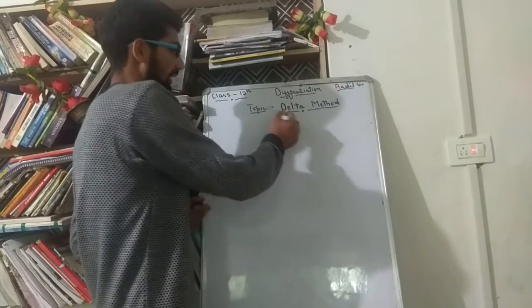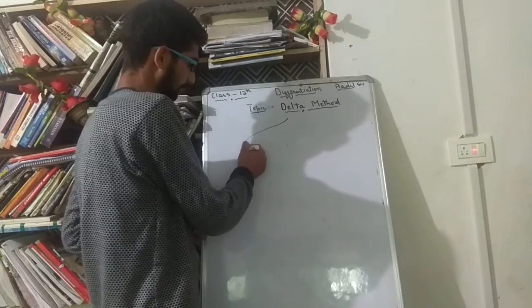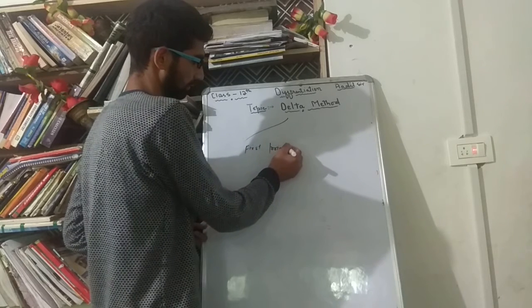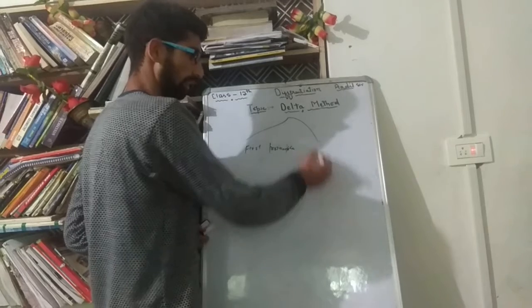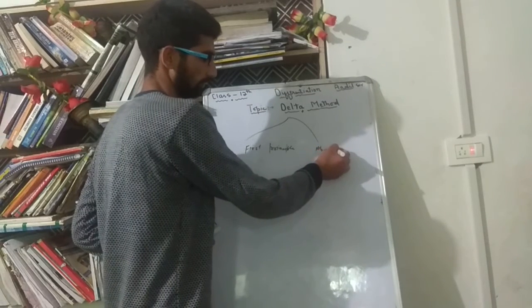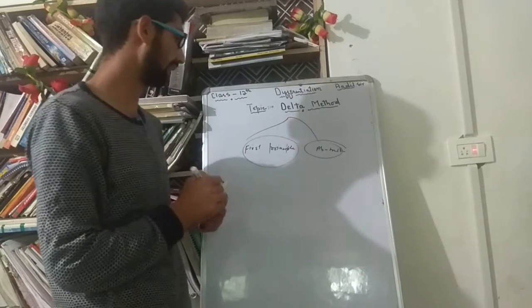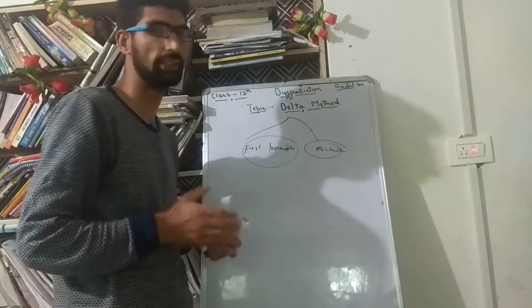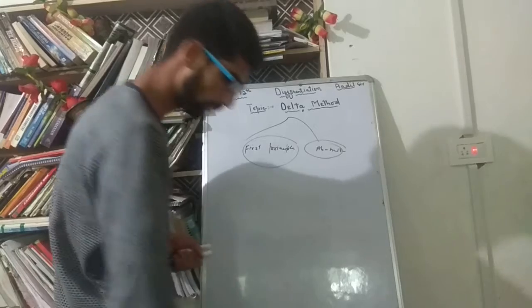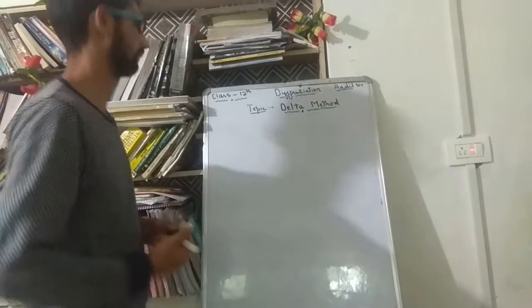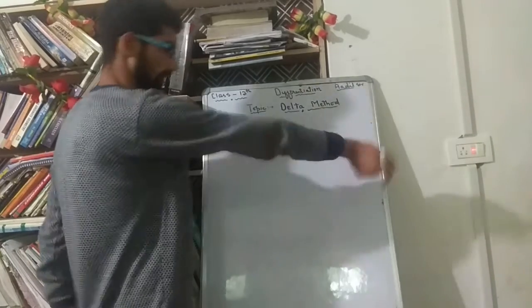Now this method has another name, that is first principle, or ab initio method. This is a very beautiful method that helps us to find the derivative easily. Now we are going to derive it, but you have to concentrate.